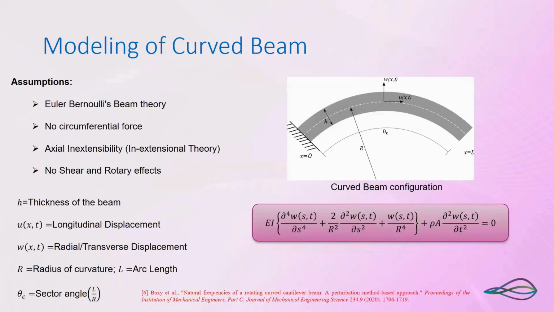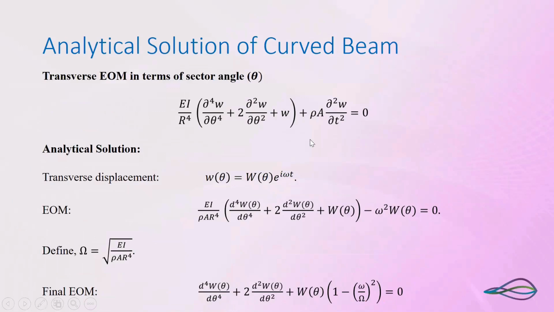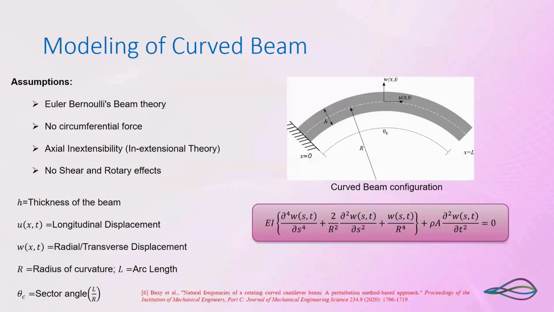To first obtain the equation for the curved beam, of course, under the assumption of small displacement, considering Euler beam theory and extensional theory, we can write the equations which are mentioned over here in terms of the variable along the curve. Alternatively, you can also write this in terms of the sector angle, this particular equation.